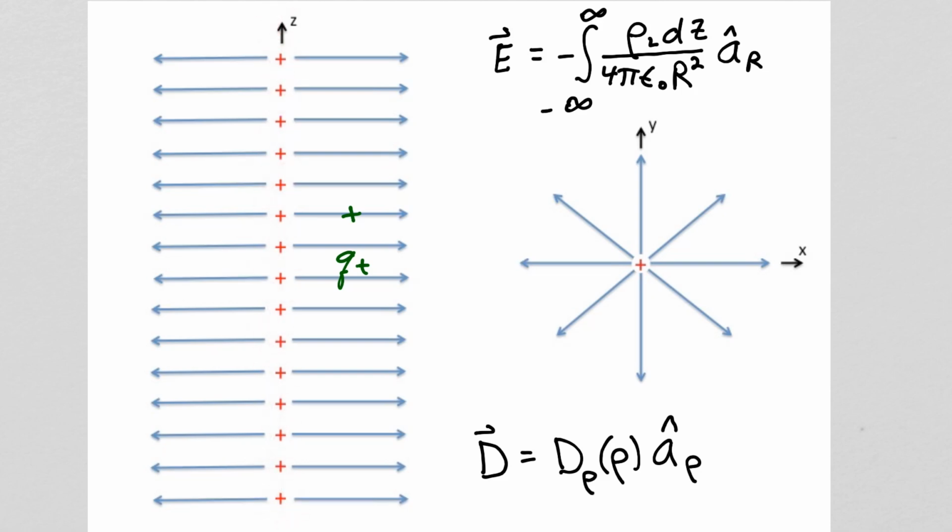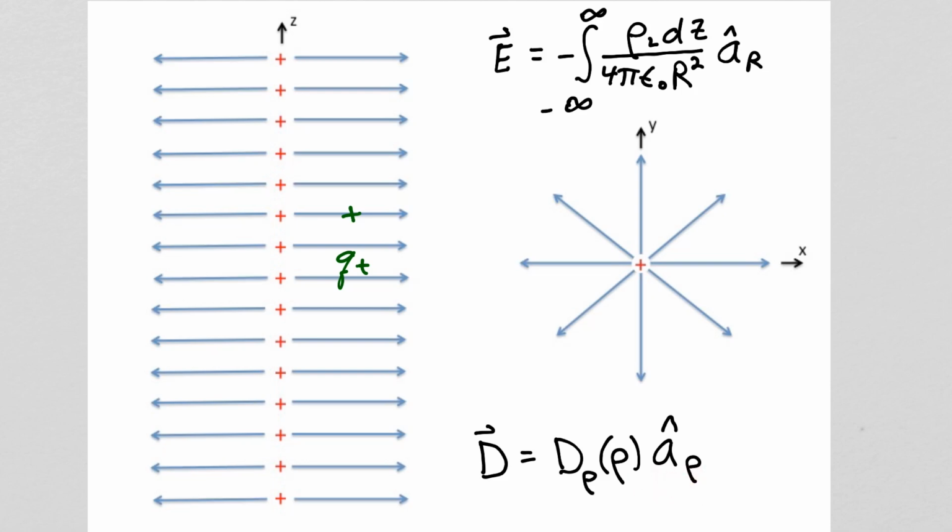If you put a test charge in here, it won't feel a force in the z direction, which is up or down, or in the phi direction, which is in or out of the page. The only direction it will feel a force is in the rho direction, directly away from this line of charge. So the electric flux density field only has a rho component.